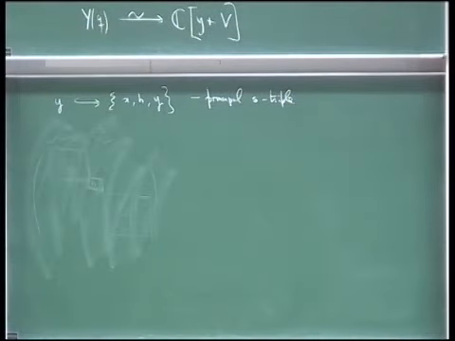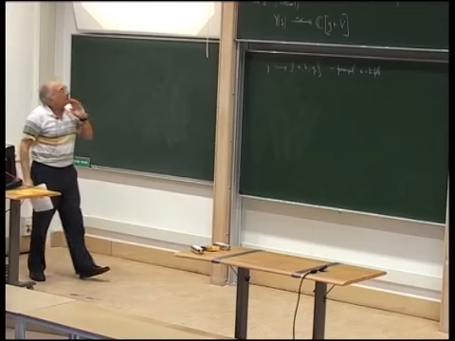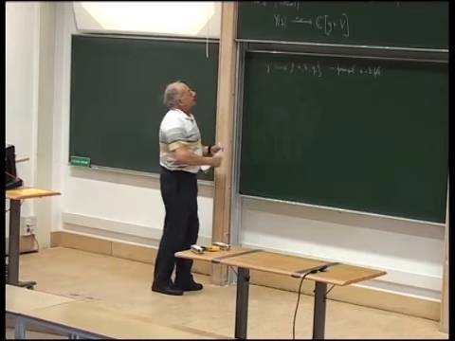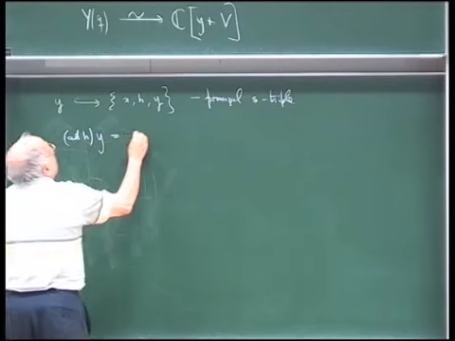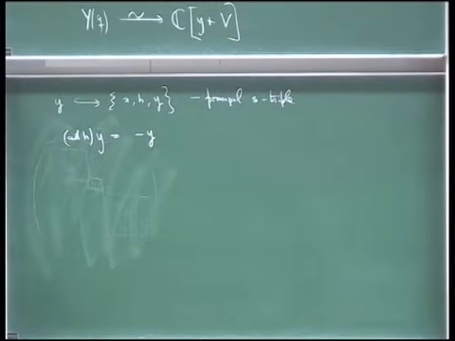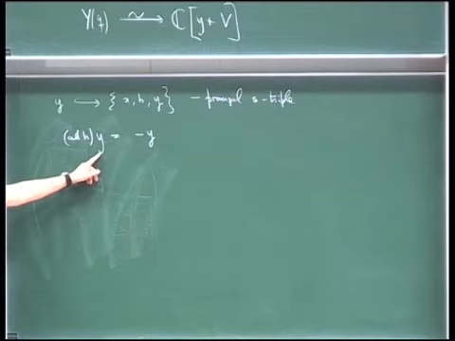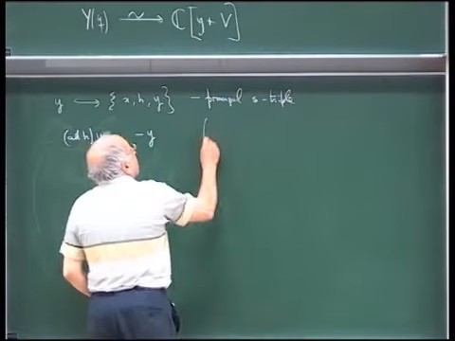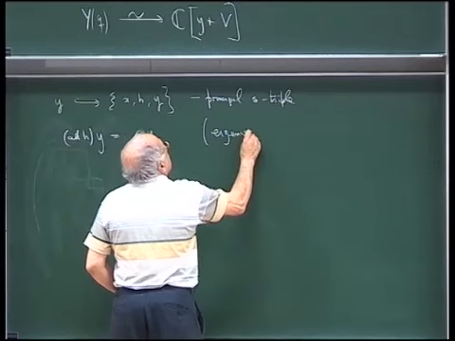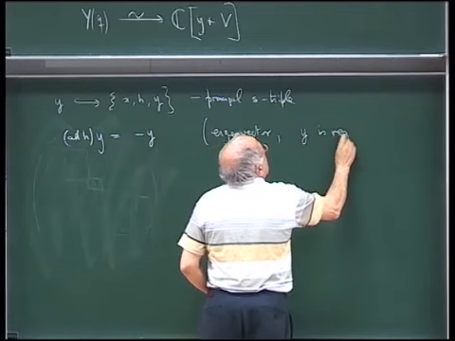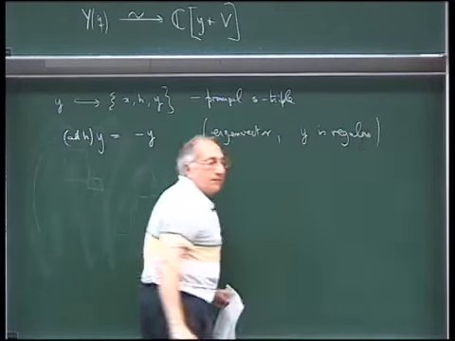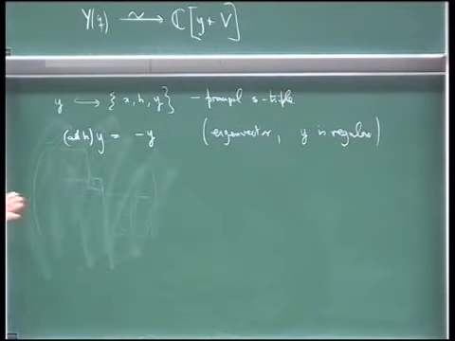And what you should note is remarkable about this is that ad h on y, which I'll take to be minus y, some people put a 2 there, but I'll just take it to be minus y, is an eigenvector on the one hand, and on the other hand it's regular. And these are almost contradictory properties, so it's not quite so trivial that this is possible.